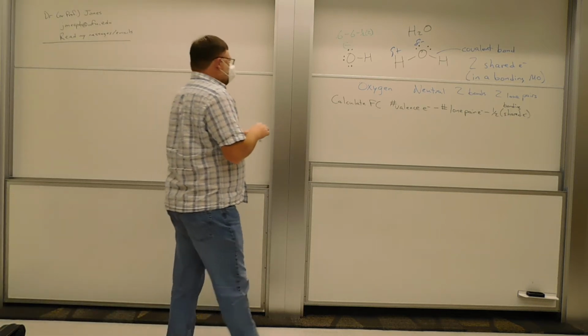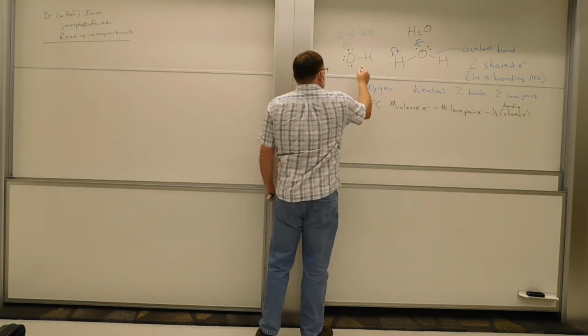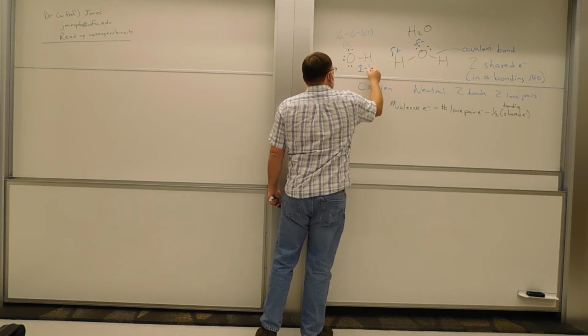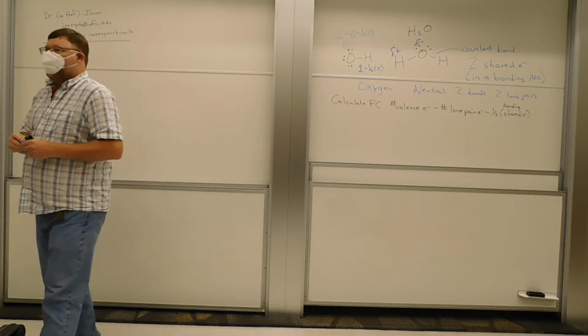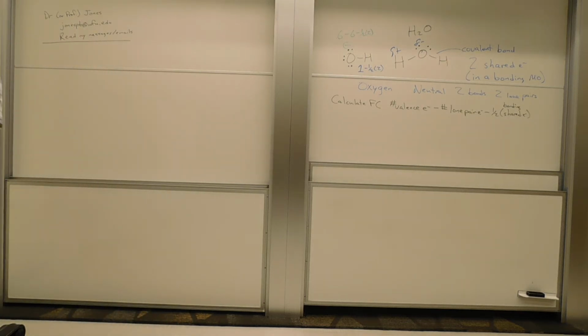The hydrogen, 1 valence electron minus half of 2, or 0. So the hydrogen is neutral. The hydrogen with 1 covalent bond is neutral.